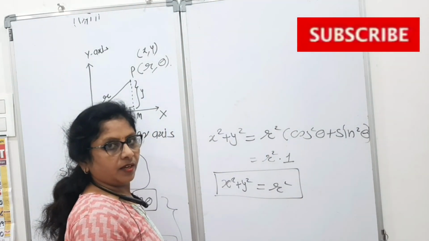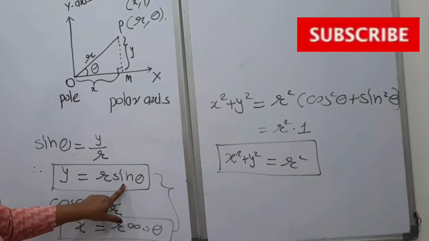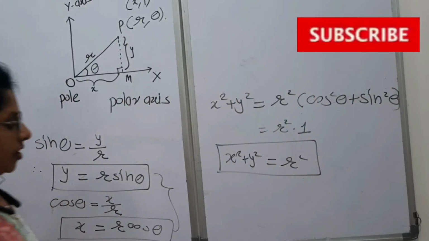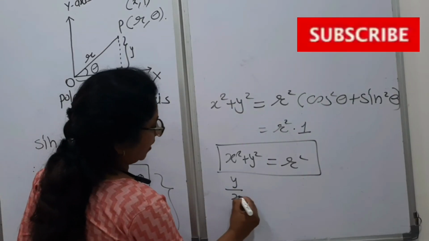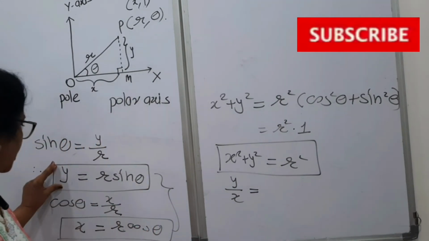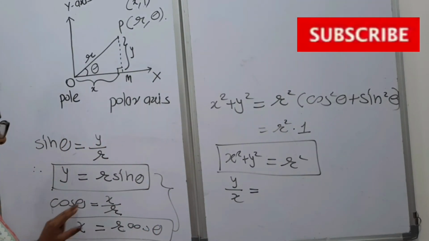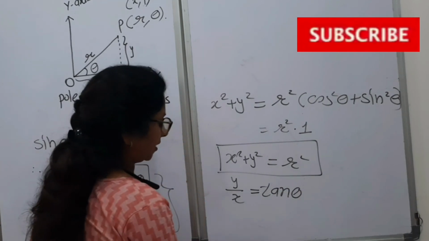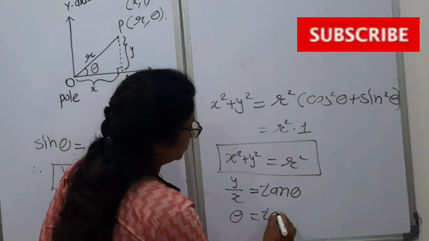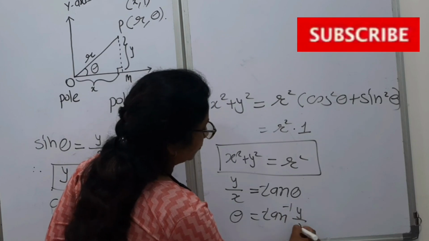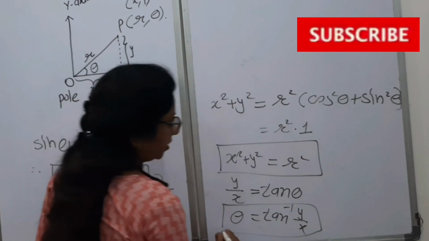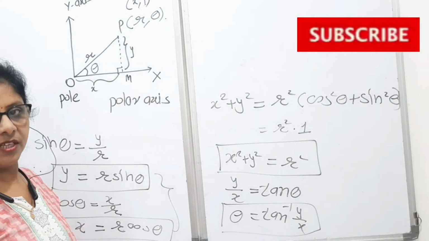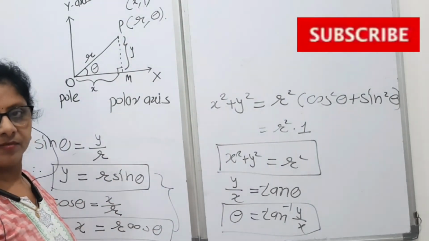Okay? Understood? Now, if we divide this y by x, then what happens? y by x equals, means this relation upon this relation. What happens? r sin theta upon r cos theta. r gets cancelled. Sin theta upon cos theta means tan theta. Therefore, theta equals tan inverse of y by x. Okay? Understood then? All these relations?